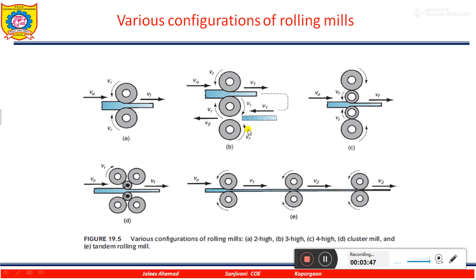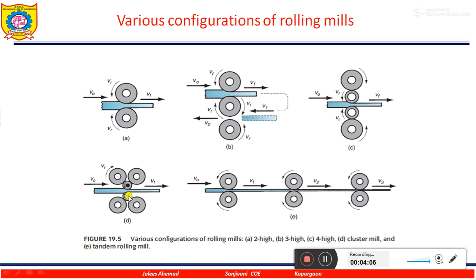This is the cluster rolling mill, a rolling mill in which these are the two working rolls and these are the supporting or backup rolls. दोनों को क्या बोलेंगे, बैकअप रोल, इसको क्या सपोर्टिंग रोल नहीं तो बैकअप रोल.